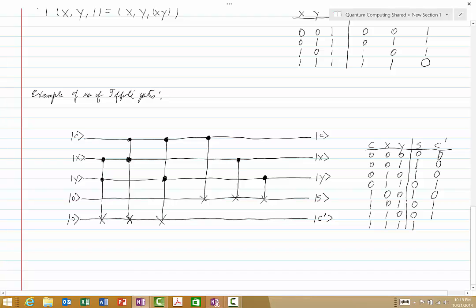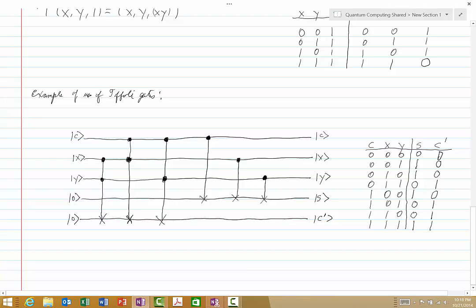And then finally, when C and X and Y are all equal to 1, then each one of these Toffoli gates will cause an inversion. So there are 3 inversions of 0, so 0 goes to 1, goes to 0, and then to 1. So C prime is equal to 1.